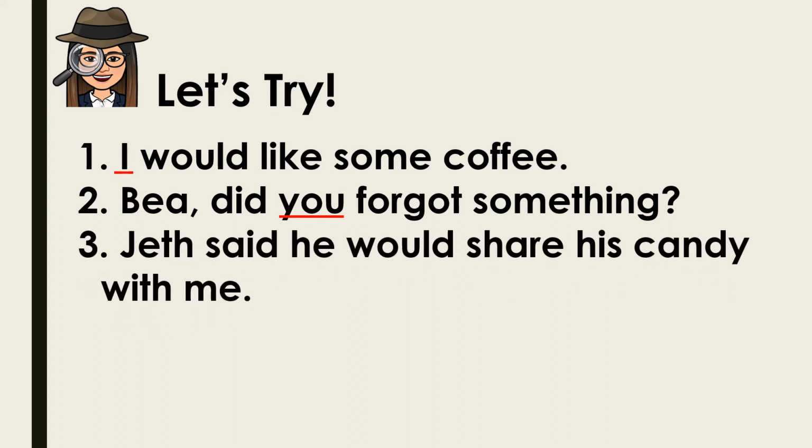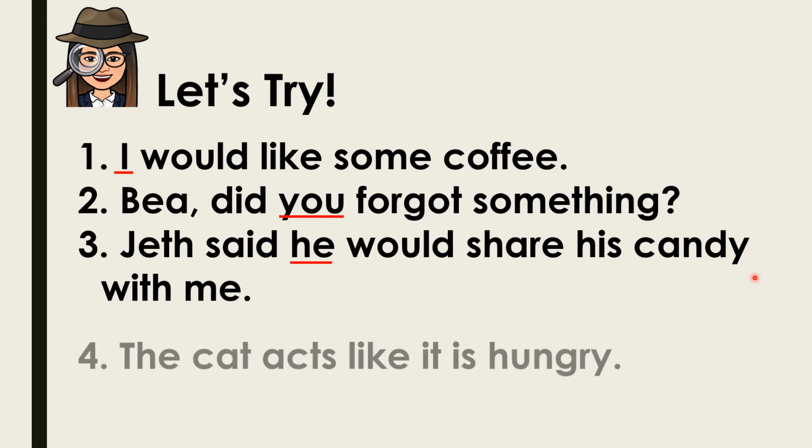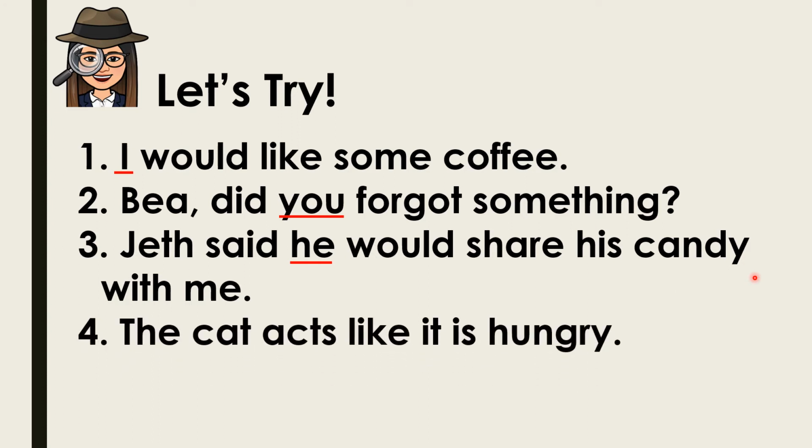Number 3. Jet said he would share his candy with me. What is the pronoun used? Very good. It's he because the word he refers to Jet. Number 4. The cat acts like it is hungry. What is the pronoun used? It is very good. It, because the word it refers to the cat.